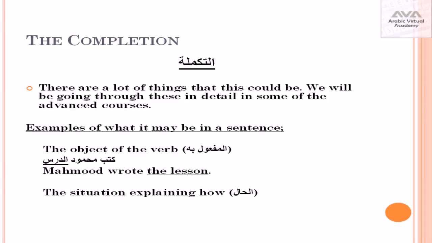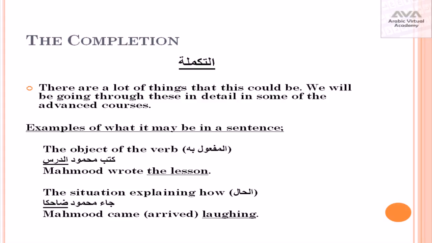As well, it could be what they call al-hal, or the situation, how it came about. Just like in this other sentence, Ja'a Mahmud dahikan. Ja'a Mahmud is enough, that's the verb and the doer of the verb. But we added in there dahikan so you know how it was that he came. He was laughing.